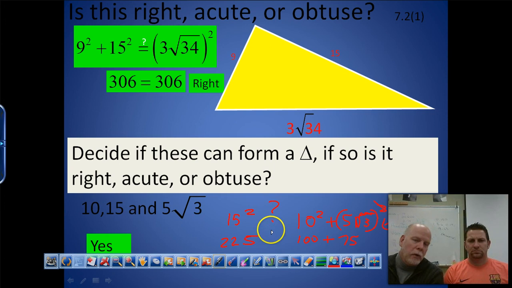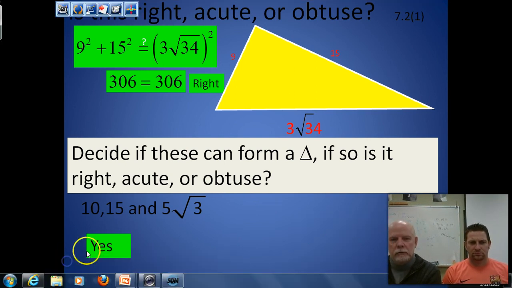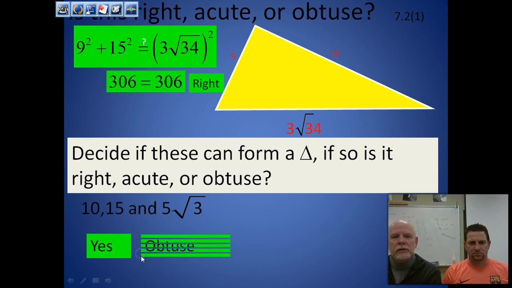The other side is 225, so c squared is actually bigger than a squared plus b squared. Therefore, the angle is bigger than 90 degrees. Therefore, this is an obtuse triangle. So the answer to that second part of the question is obtuse.